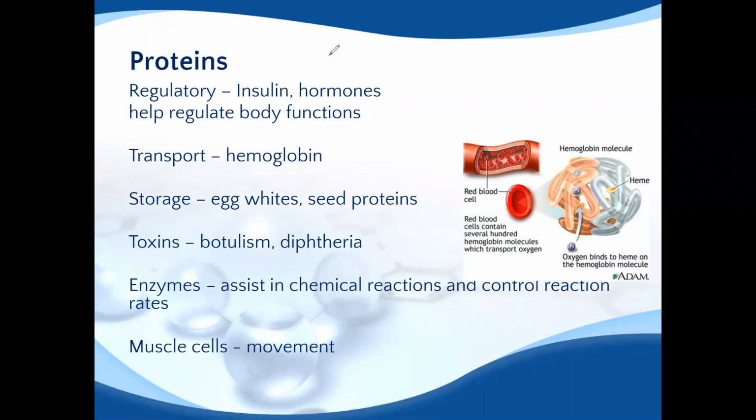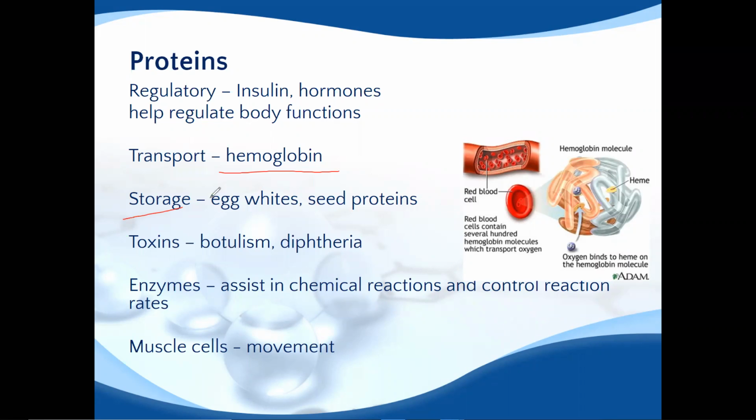Some proteins are regulatory, like insulin and hormones, which are there to regulate some body functions. There are transport proteins. One of those examples is called hemoglobin. That's the protein that carries oxygen to your cells. That's attached to your red blood cells, and that's what makes them red.